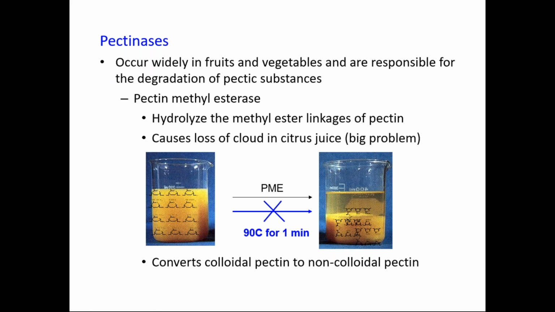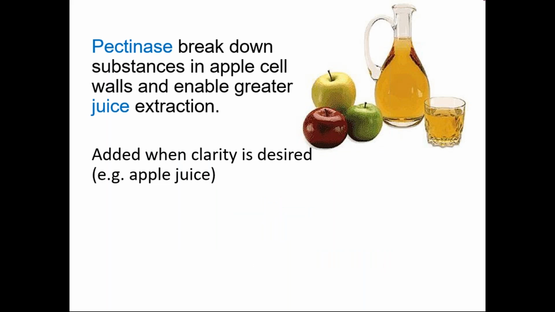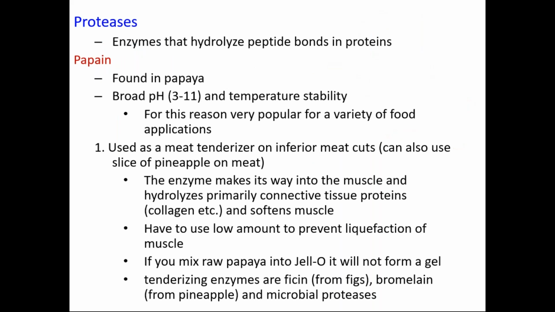However, in the case of apple juice, to be able to squeeze more juice out of the apple, pectinase is used. The pectinase is used to break down the apple cell walls and to enable greater juice extraction. Also, with apple juice, you would like to drink a clear apple juice and not a cloudy one, so it is used to break down the pectic polysaccharides which are present in the apple juice.